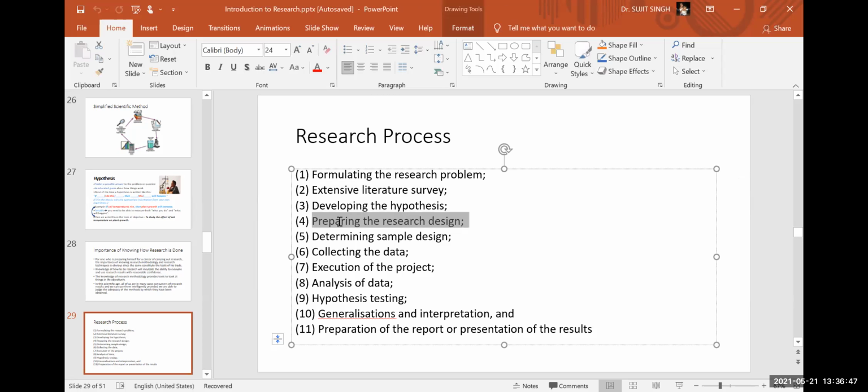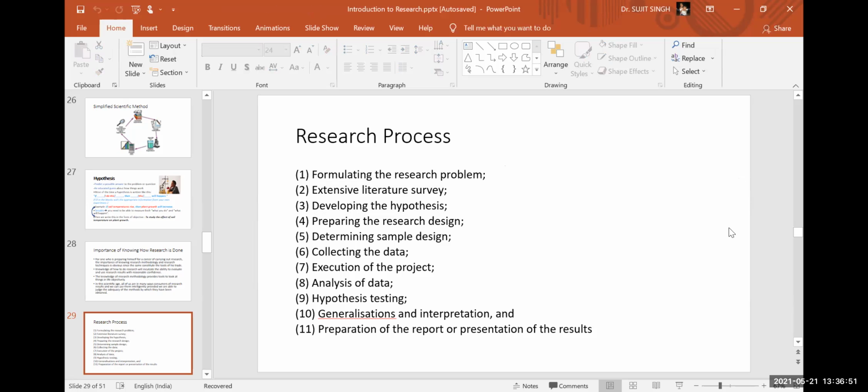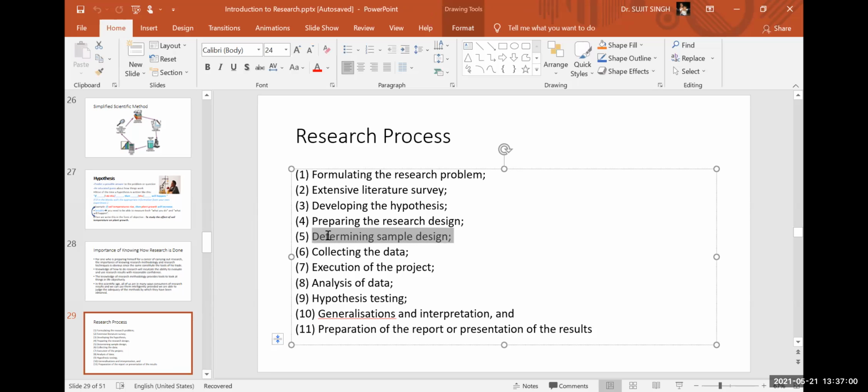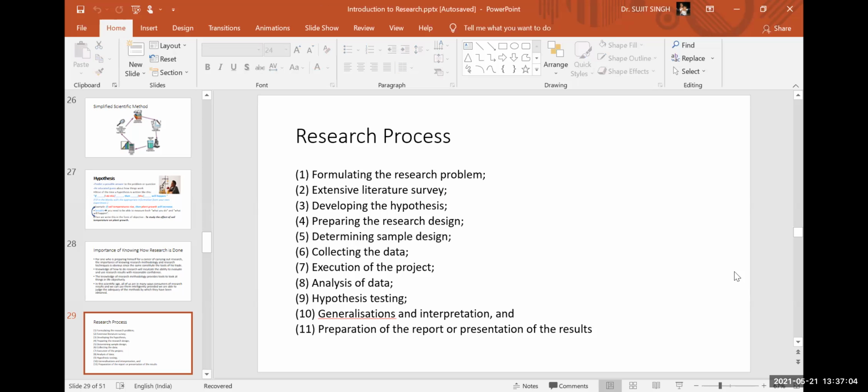Then you are going to prepare the research design: how to conduct the experiment, how to conduct the interview, how to distribute the questionnaire, what should be the part of any kind of. This is the research design. Determine the sample design. You are going to do a pilot study, an initial study to validate your experiment.